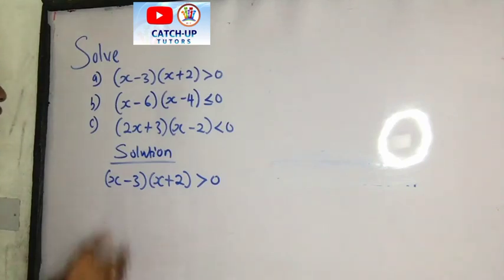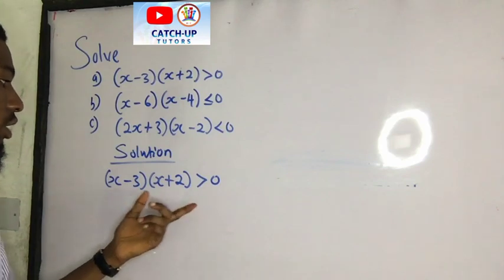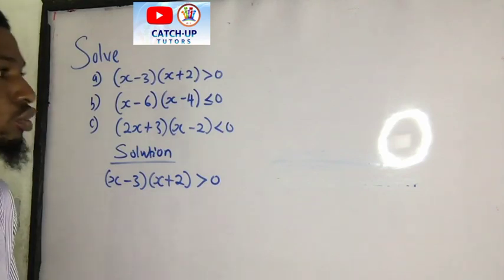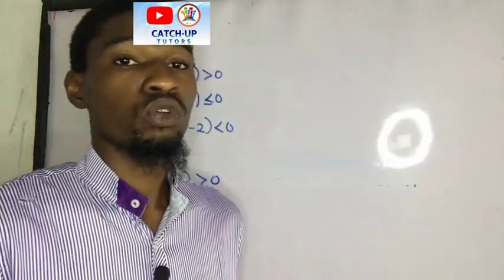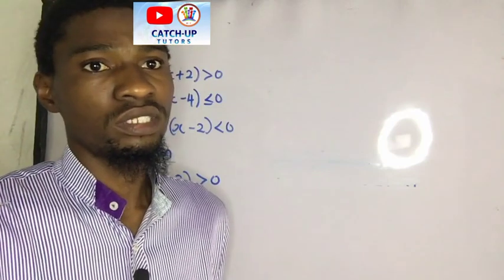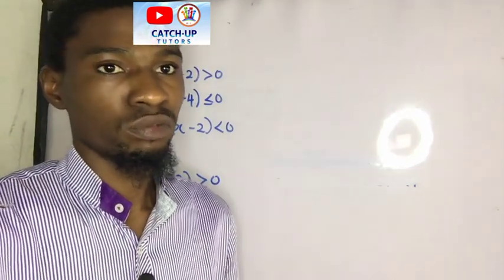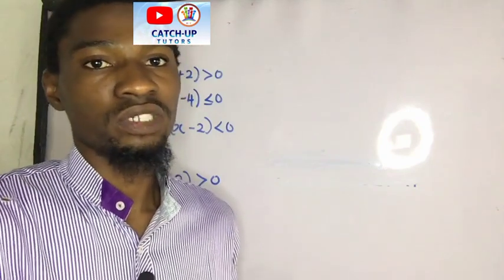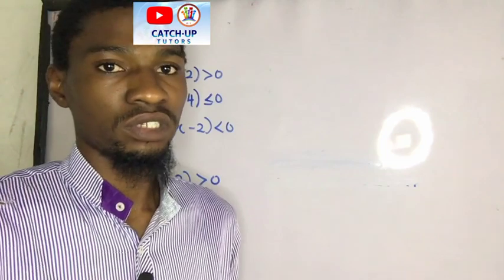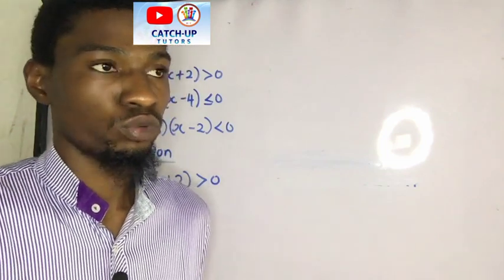Okay, so let's consider the first question we have with us here. We have (x minus 3)(x plus 2) greater than 0. There is one thing you have to understand about quadratic inequalities. Quadratic inequalities are different from quadratic equations, so the roots for that are actually different from that of the quadratic equation we all know before.